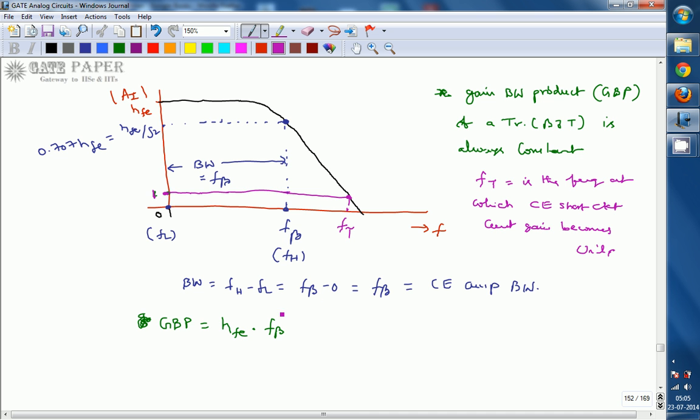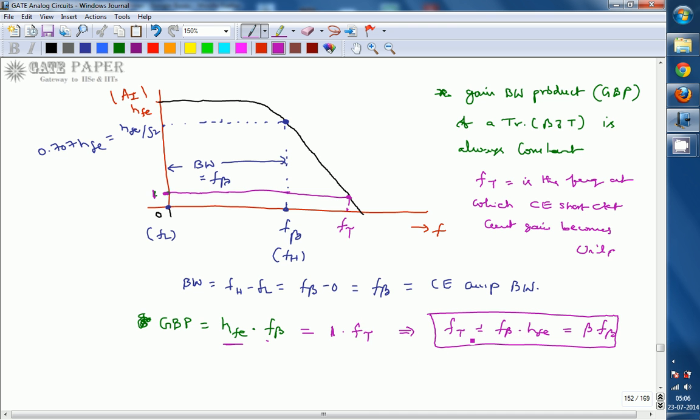So the gain bandwidth product is going to be constant. You can write this AI value as HFE whenever you are going with f beta bandwidth. Now if it becomes 1, the bandwidth is nothing but f tau. Gain is 1, gain bandwidth product: for the gain of 1, the bandwidth provided by the circuit is f tau. So from this equation we can define f tau is equal to f beta into HFE. HFE is nothing but beta, so you can write it as beta times f beta. This is a relation between f beta and f tau.